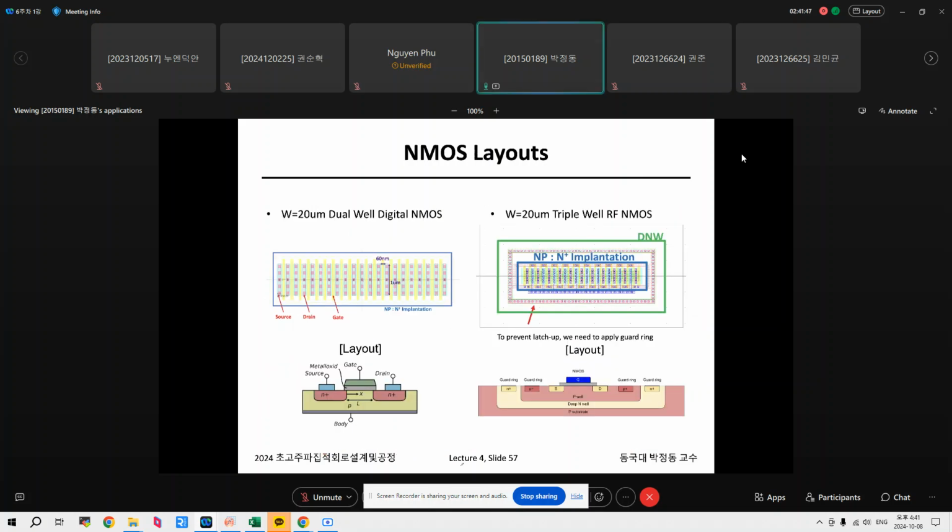MOS layout: this is a W equal to 20 micron dual-well MOS, and the layout looks like this. This is a triple-well MOS, where the deep N well exists, which is this. To prevent latch-up, we need to apply a guard ring over here. That's why we have the guard ring. We apply reverse bias here, and this guard ring is set to ground.